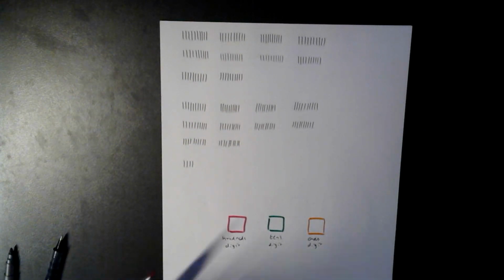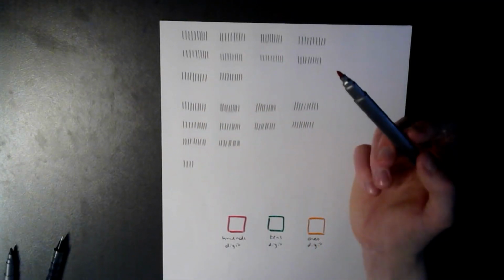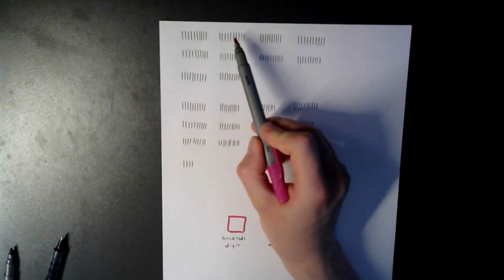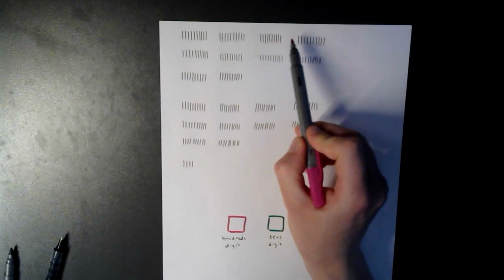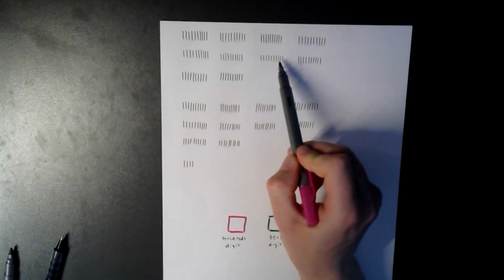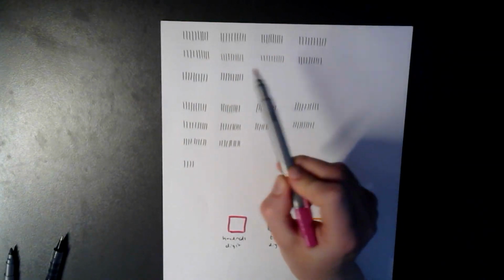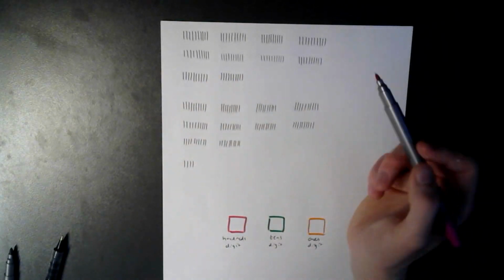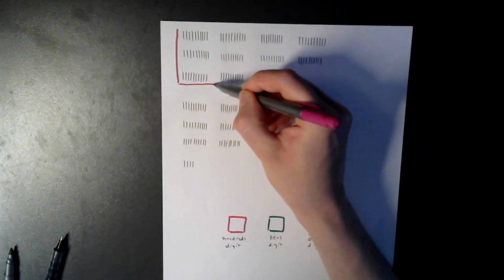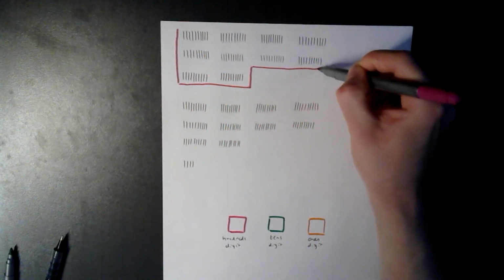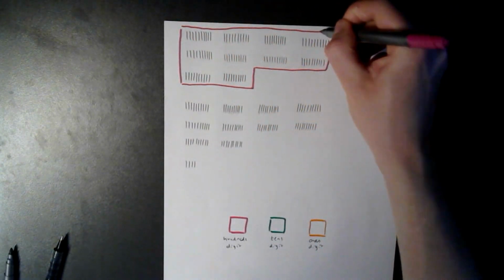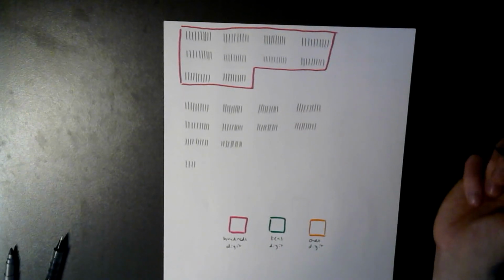Okay, so let's count up in tens, just like we did last time. 10, 20, 30, 40, 50, 60, 70, 80, 90, 100. So there's 100 there, which we'll draw a pink outline around. That's 100. And we'll continue on.